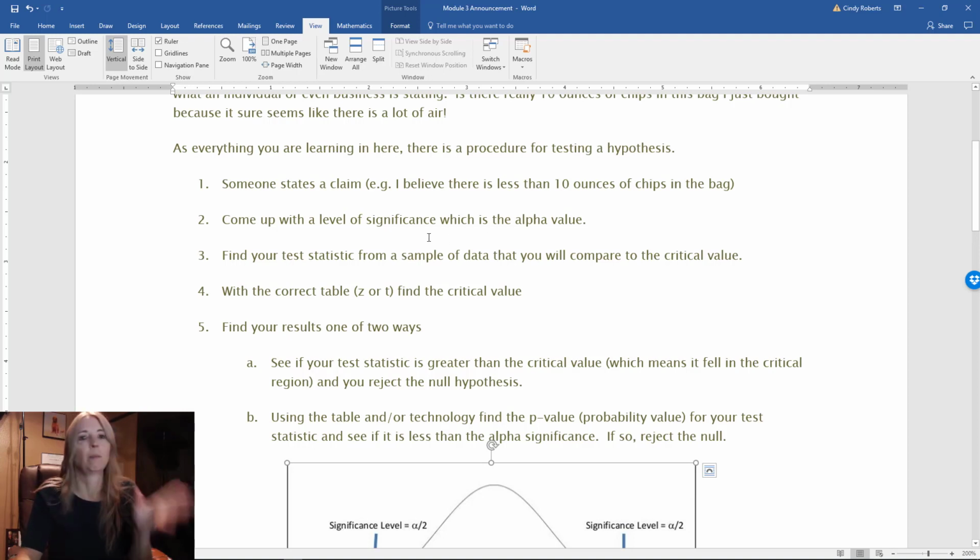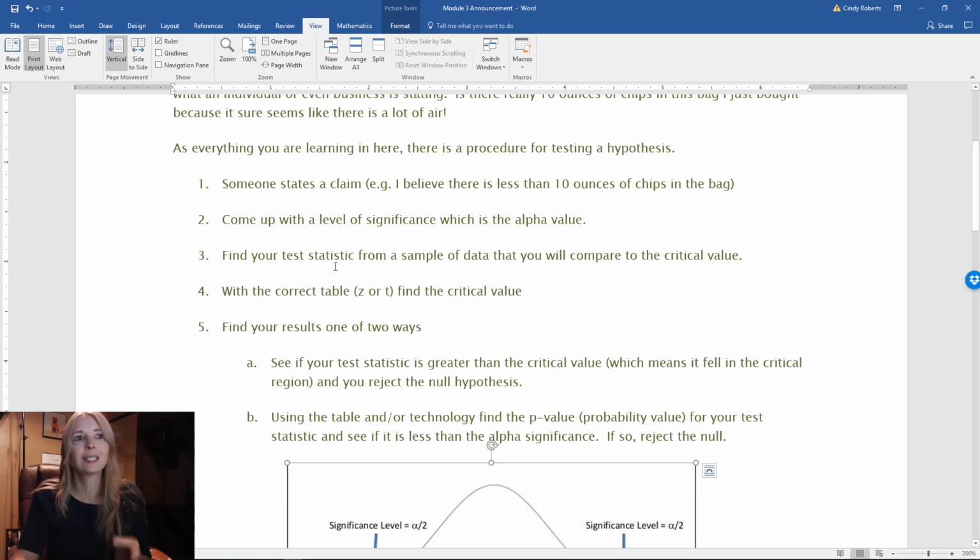First, step 1, somebody states a claim, right? I claim that they're underfilling the bags. I claim that there's less than 10 ounces of chips in the bag. Then come up with a level of significance. They give you this, but this is the alpha value. And then go out, get a sample, and get a test statistic from your sample that you will compare with the critical value. I know you're going, this is all what?